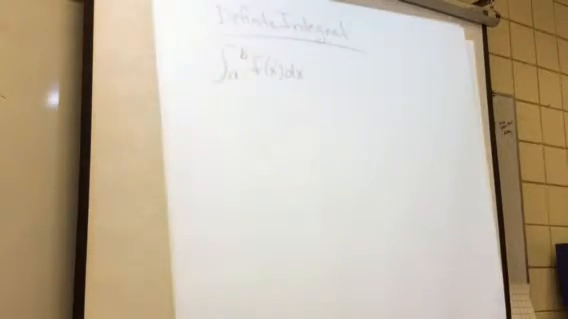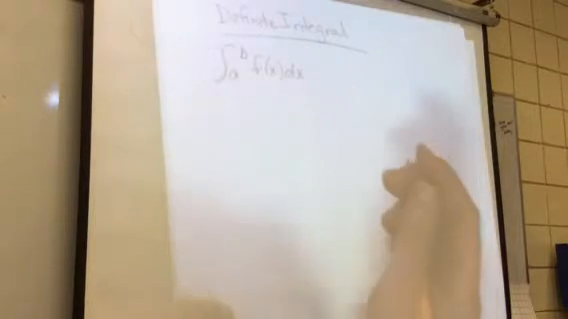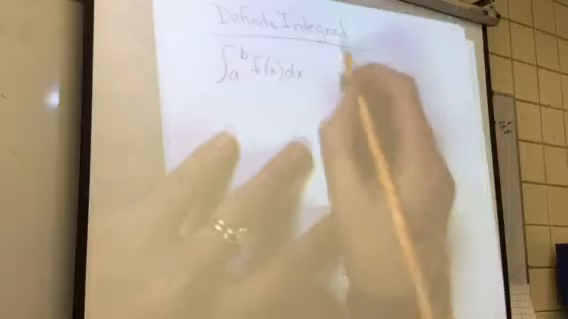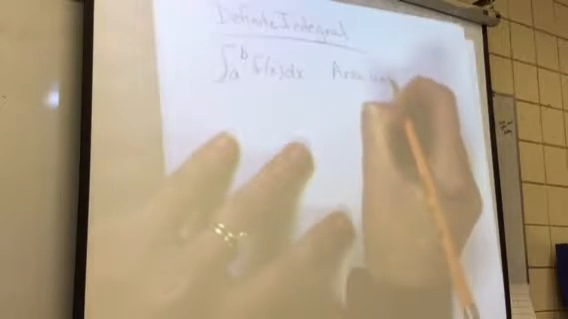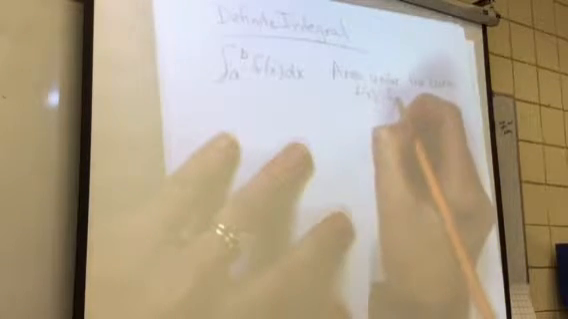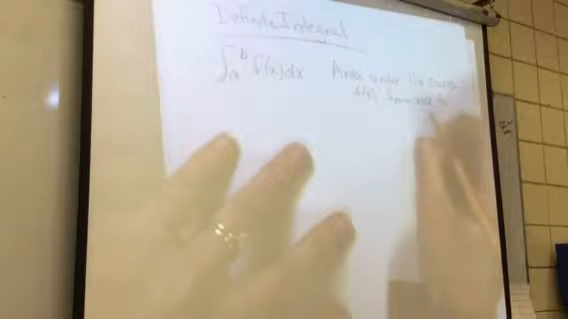All right, so today's lesson is about a definite integral. What is different about this definite integral than what you've seen so far? There's an A and a B in it. The meaning of this is the area under the curve f of x from x equals A to x equals B.